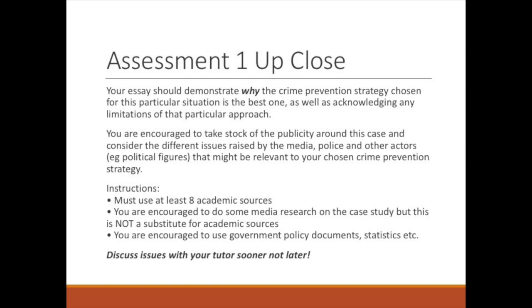And as usual, you need to use at least 8 academic sources. You should do some media research, but that is not in place of the academic sources. You, by all means, should use government policy documents or statistics if you so wish. And discuss any issues with your tutor sooner rather than later. Don't put it off. There's no shame in seeking help. That's what we're all here for.